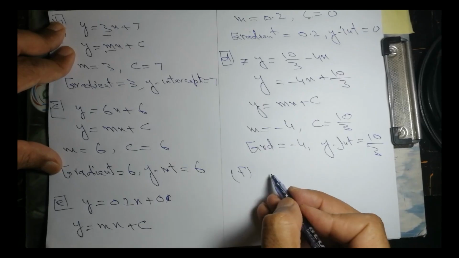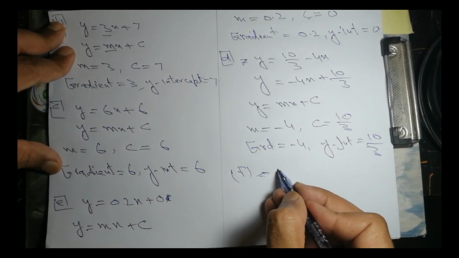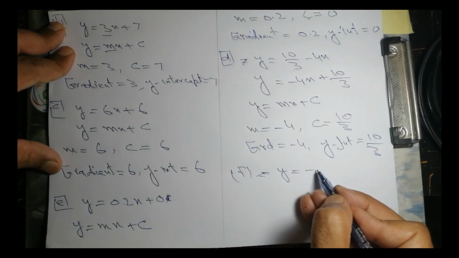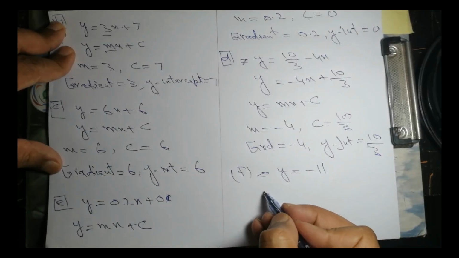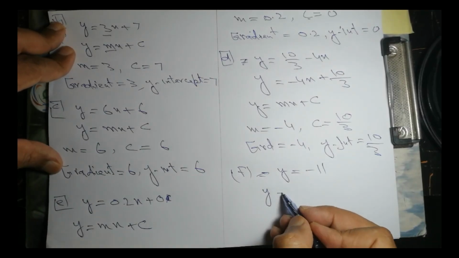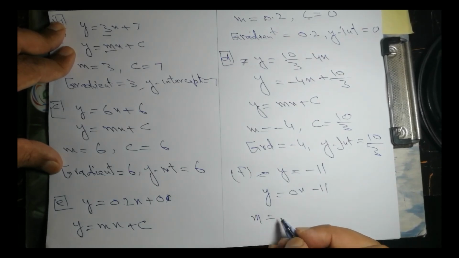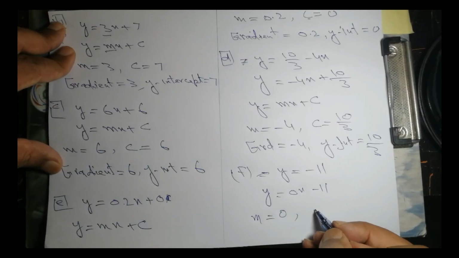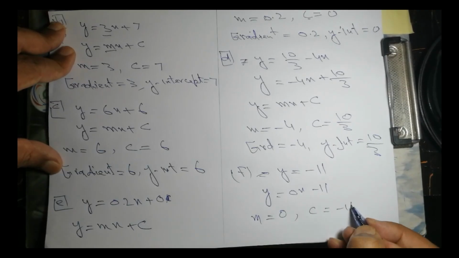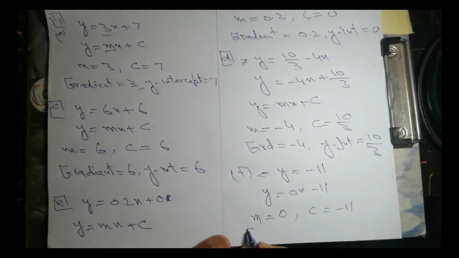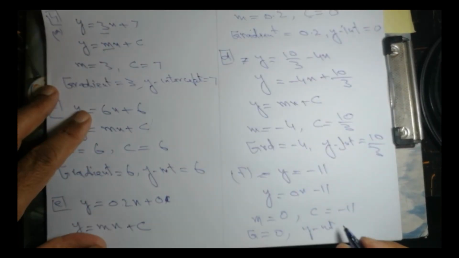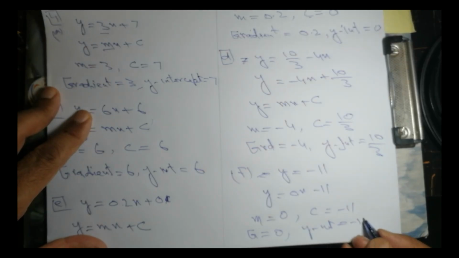Last part of this question, part F, y equal to minus 11. We can write y equal to 0x minus 11. So m equal to 0 and c equal to minus 11. So gradient equal to 0, and y-intercept equal to minus 11.